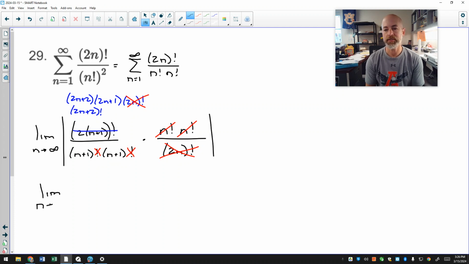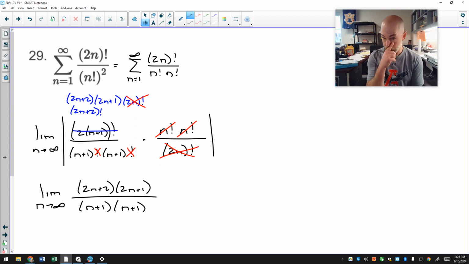I will be left with the limit as n goes to infinity of, and now I can drop the absolute values. I'm going to consider that this is a positive series, and so the absolute values are not making a difference. I have on top 2n plus 2, 2n plus 1, all divided by n plus 1, n plus 1. And I'll be darned. Once again, we have a case where top and bottom degrees are equal. If you expanded this numerator, that would be 4n squared plus a bunch of other stuff. The denominator is n squared plus a bunch of other stuff. That is 4 over 1. The answer to that limit is greater than 1.